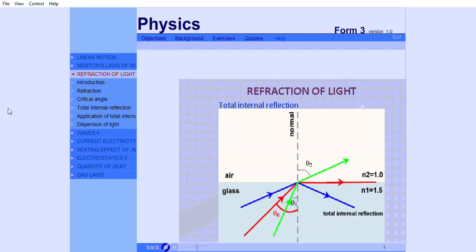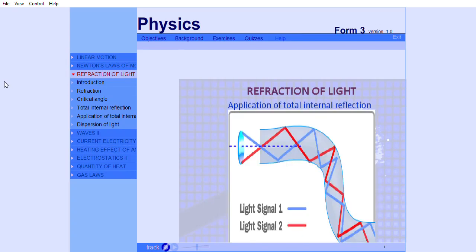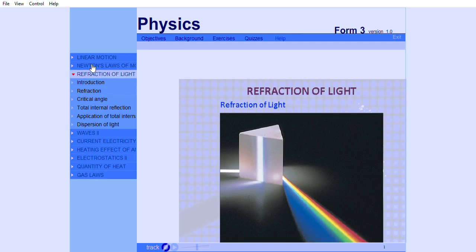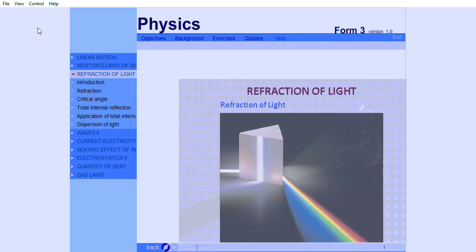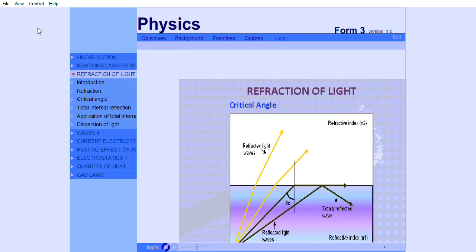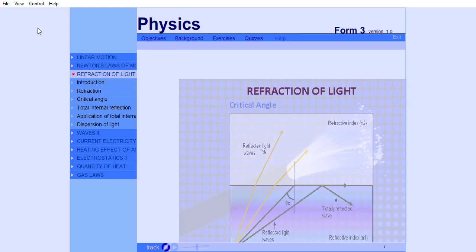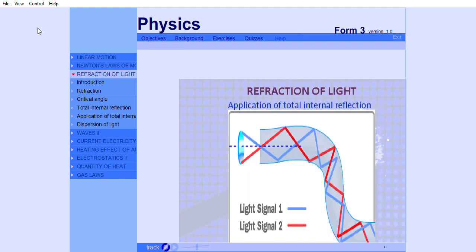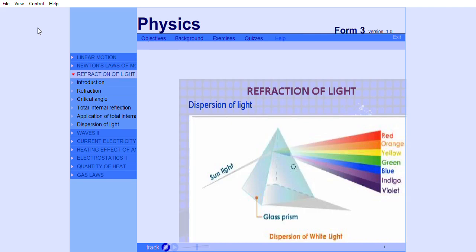Refraction of light. The following subtopics will be covered: refraction of light, critical angle, total internal reflection, application of total internal reflection, and dispersion of light.